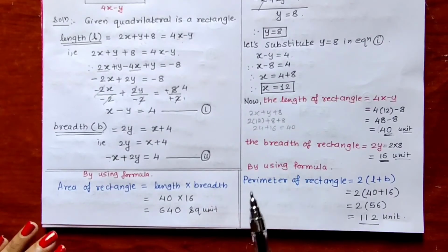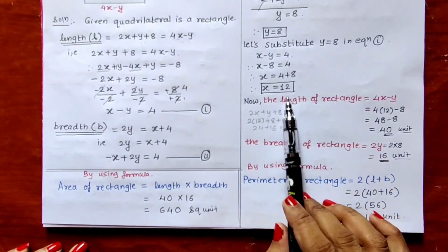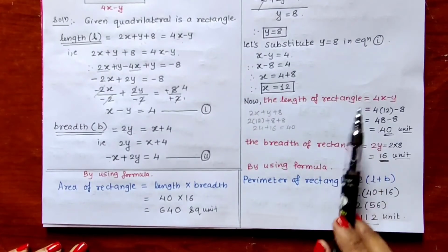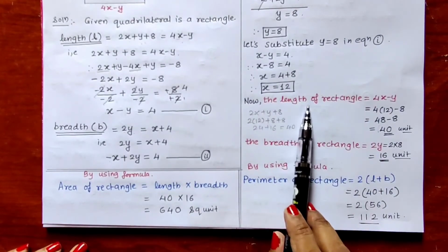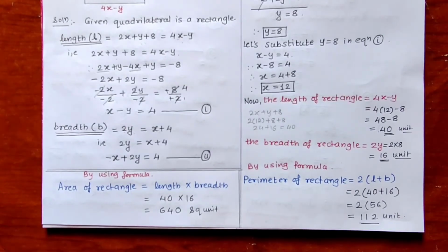So in this way we have to get the values of x and y, and then we can get the length and breadth from value of x and y. After that you can get the perimeter and area of a rectangle. So I hope you all have understood the sum.